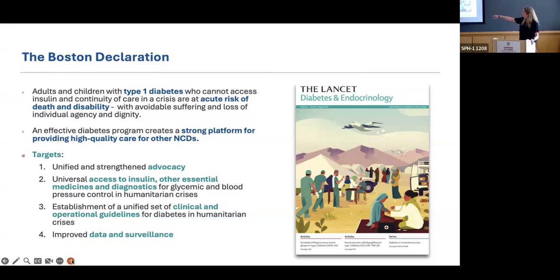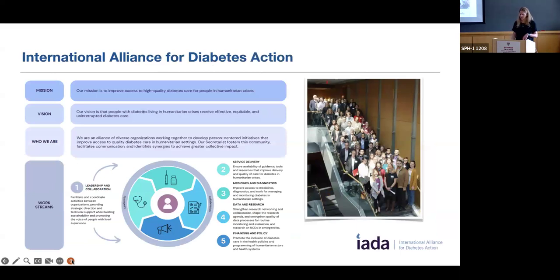And then the group set out 4 targets that we wanted to work on together: unified and strengthened advocacy, universal access to essential medicines and diagnostics, a unified set of clinical and operational guidelines, and improved data and surveillance. Those were kind of the big buckets. And so out of that came the International Alliance for Diabetes Action in order to accomplish those goals. I remember at the end of the conference, someone raised their hand and was like, okay, now we have all these targets, but how can we make sure this doesn't just stay a stale declaration in some journal that nobody thinks about? And basically said, could you help us coordinate and launch this kind of collective impact initiative? And so that's what we ended up doing.